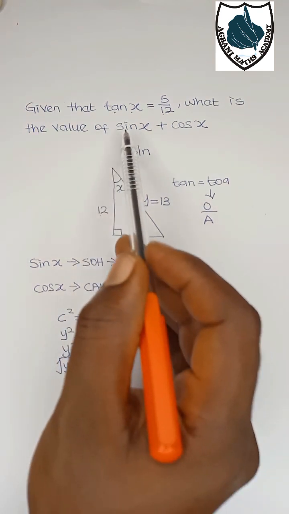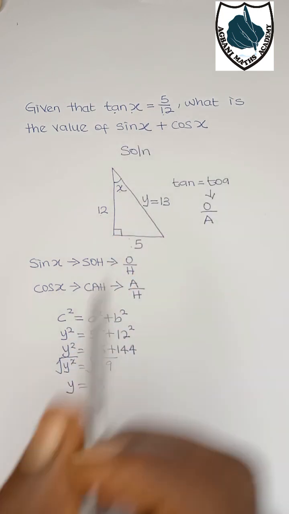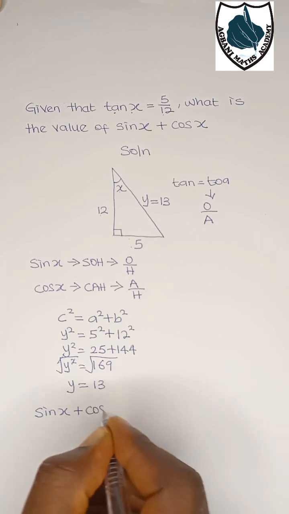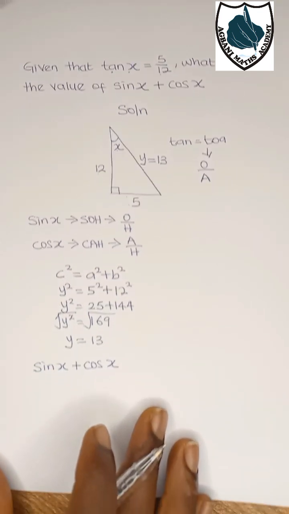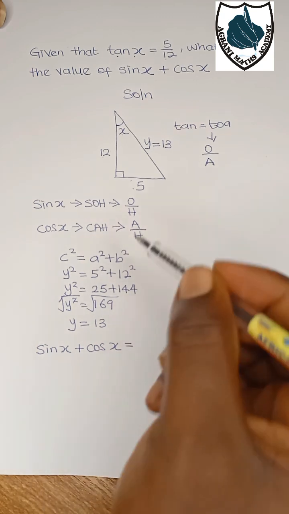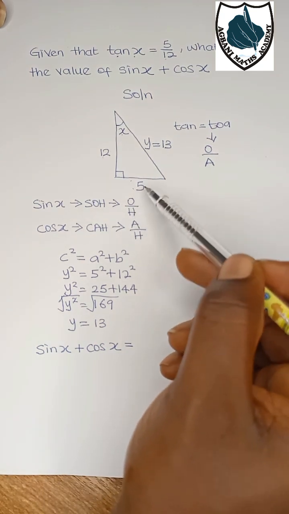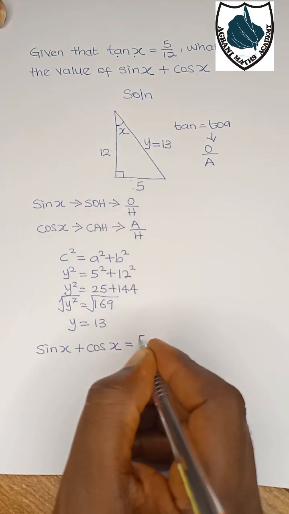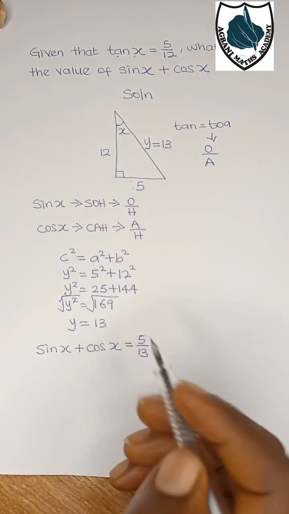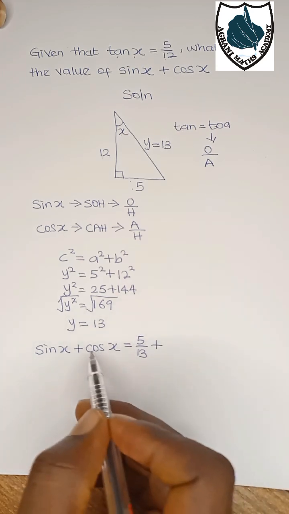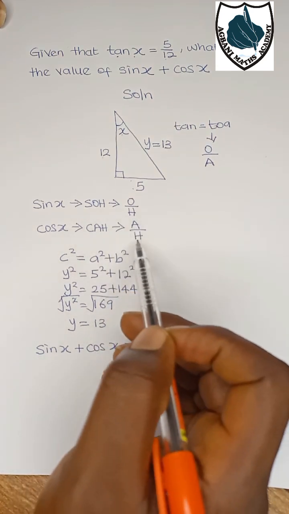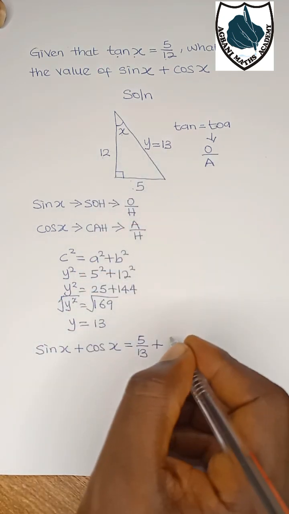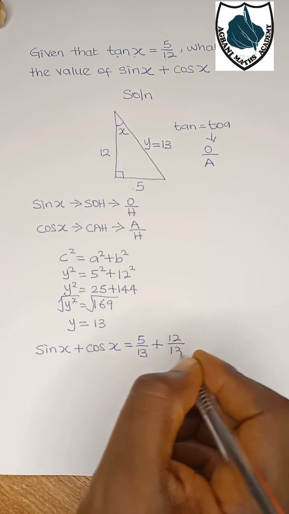This means we can find sine x plus cos x. So sine x plus cos x is equal to, sine is opposite over hypotenuse. So our opposite is 5, our hypotenuse is 13. So we have 5 all over 13 plus cos x, which is adjacent over hypotenuse. So our adjacent is 12 and our hypotenuse is 13. So we have it as 12 all over 13.